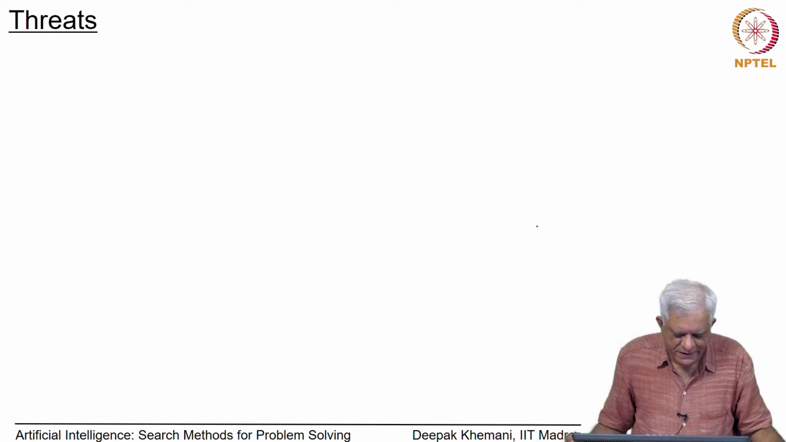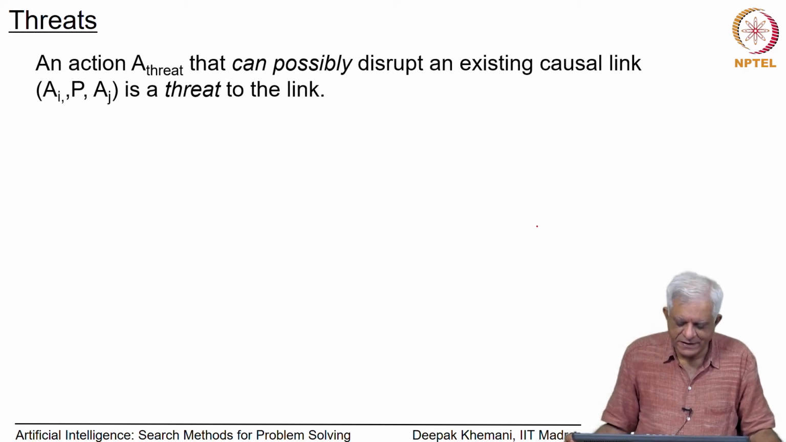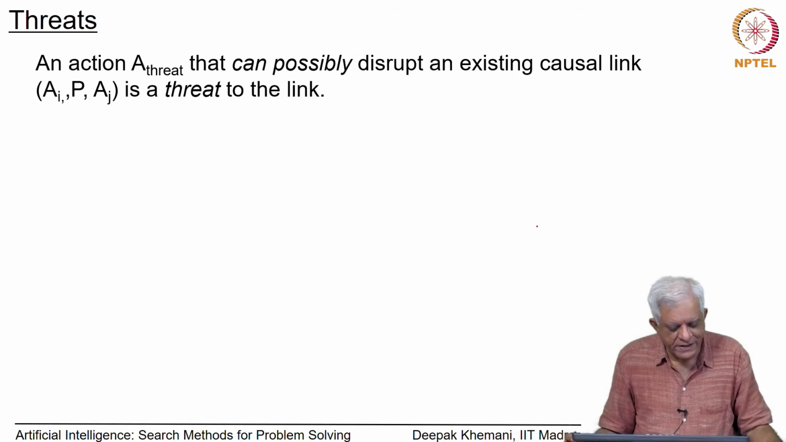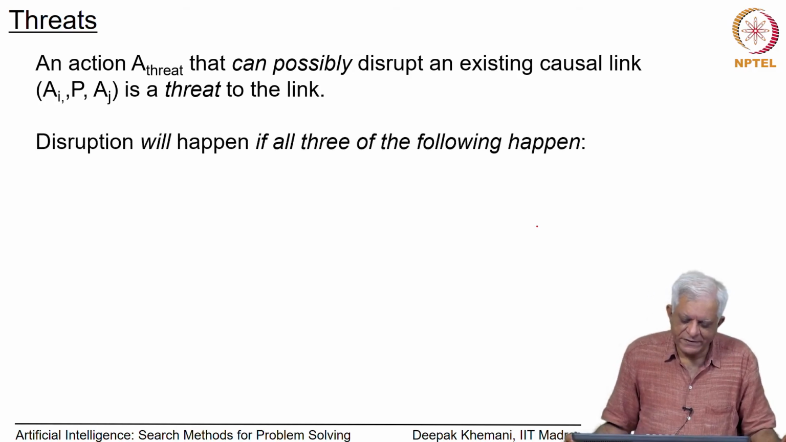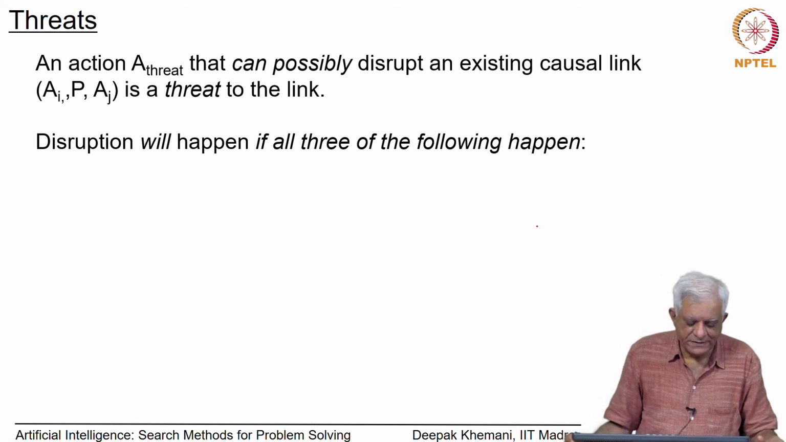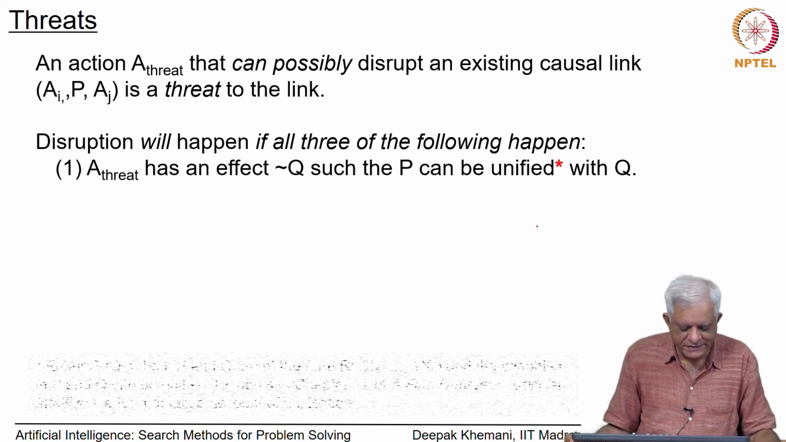So, let us formalize this notion of a threat. We say that an action A threat can possibly disrupt an existing causal link given by A i, P, A j, where A i produces P and A j consumes P. It is a threat even if it can possibly do this disruption, and we must remove this threat. That is the idea of removing flaws from partial plans. Now, this disruption will actually happen if all the three of the following conditions, as we just observed, hold.